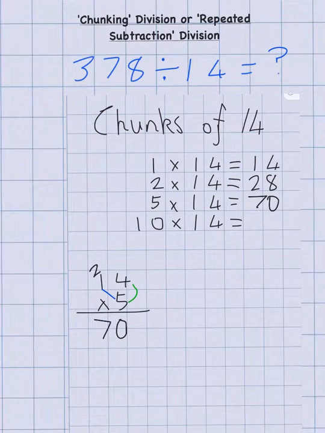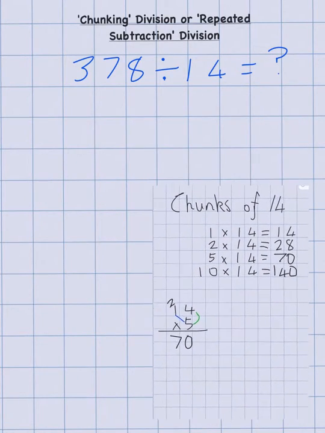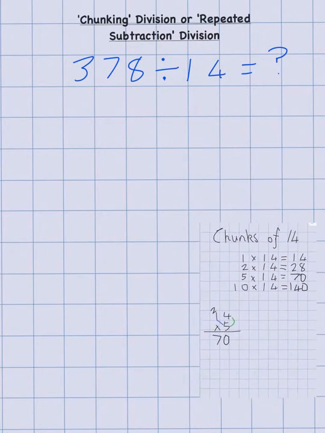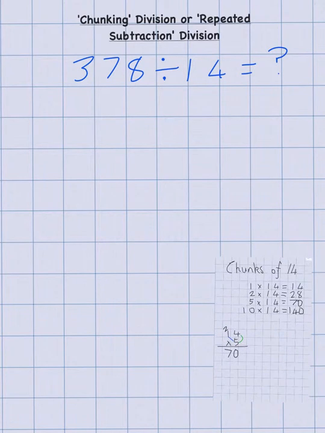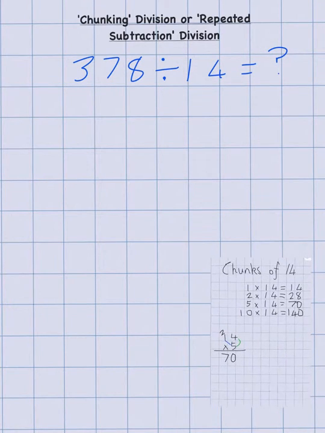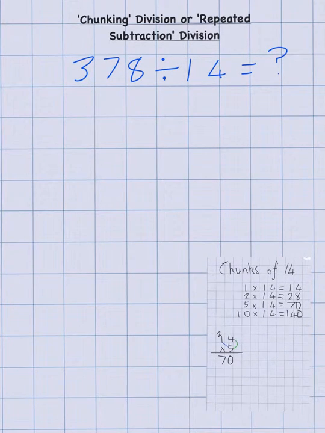Now 10 times 14 should be a lot easier for most students. You just simply add a 0 at the end. Now we've prepared our chunks of 14, which I hope you will see in a few minutes why this is important and why this is useful. Now, this method is called the chunking division method, or sometimes referred to as the repeated subtraction.